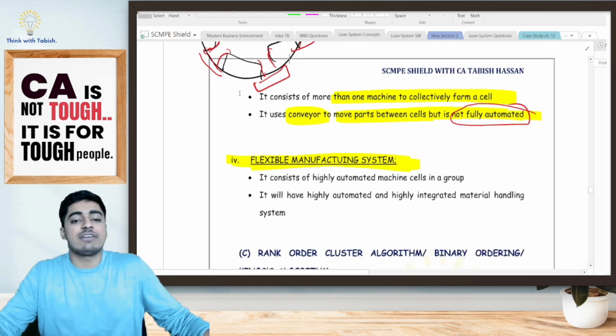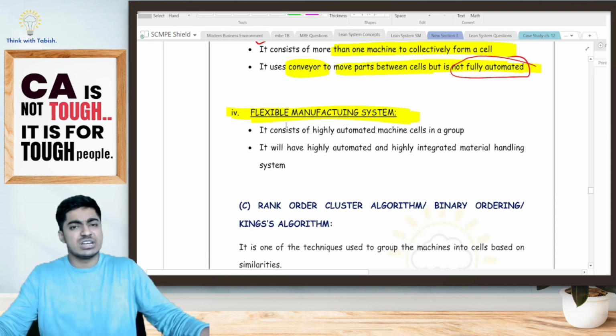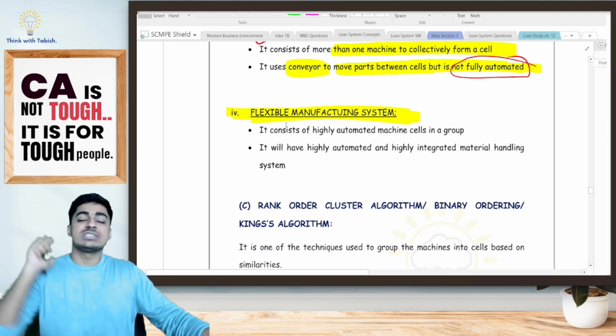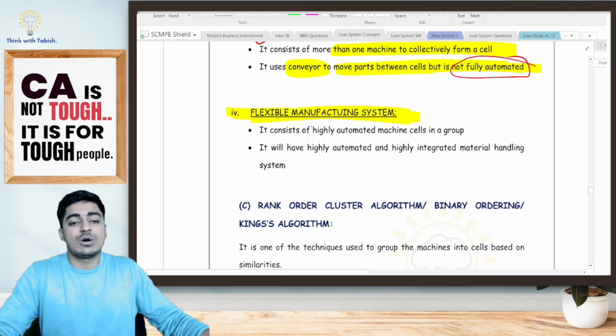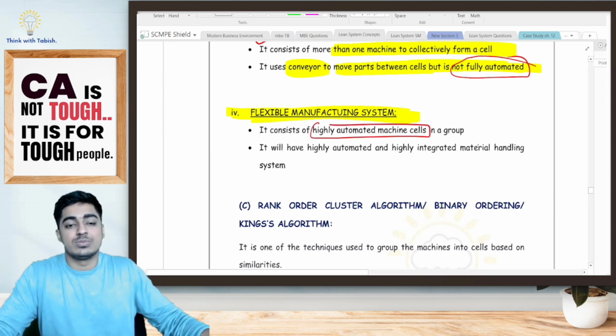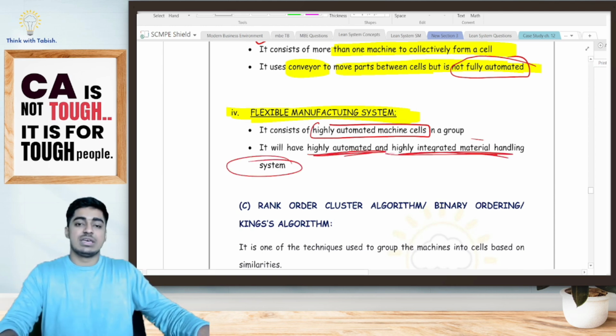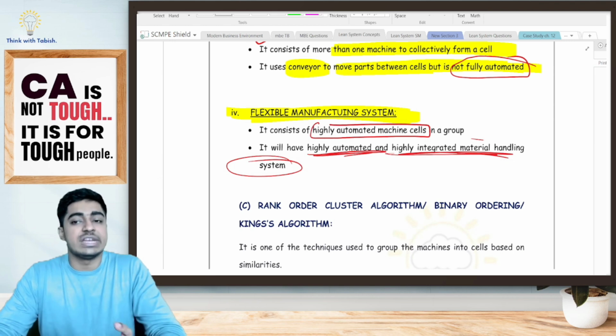And finally, we have the flexible manufacturing system. What is it? Again, a group of machines is there, but it is fully automated. It consists of highly automated machine cells in a group. They have a highly automated and highly integrated material handling system. There is no need for any human intervention at all.